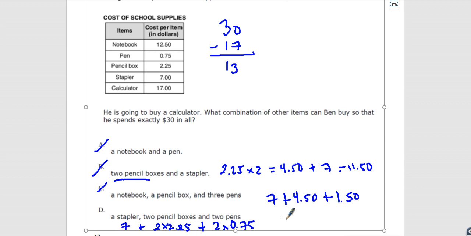So if I add these two together, because they give me a nice even number, 450 plus 150 is $6, 7 plus 6 is $13. And so yes, that does confirm that a stapler, 2 pencil boxes, and 2 pens would give me $13. So it's really simple. All you have to do is just do the math and confirm that you could work with the operations.